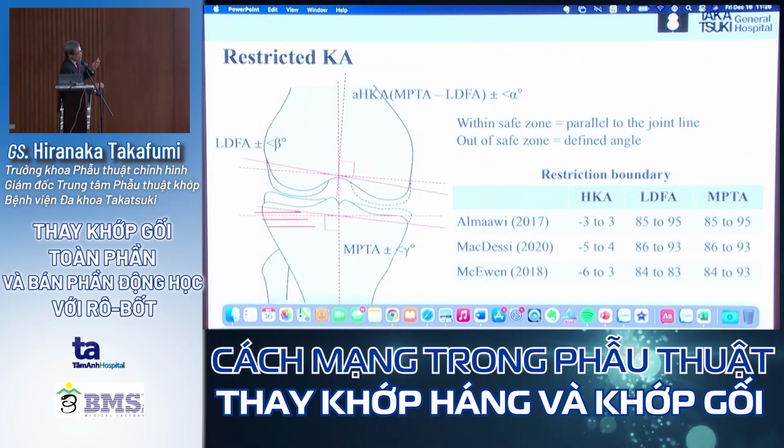So maybe I believe this boundary is different among the races, in Asian countries and Western countries. Maybe we need some evidence. What is the true boundary? What is the true safe range to get good longevity?